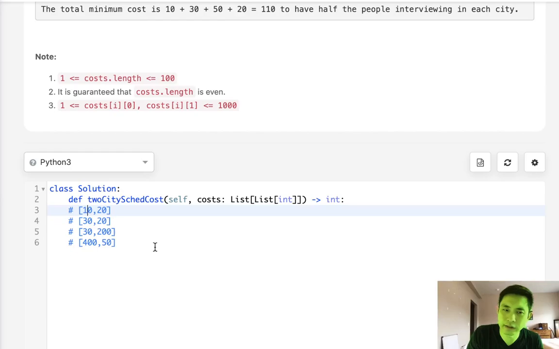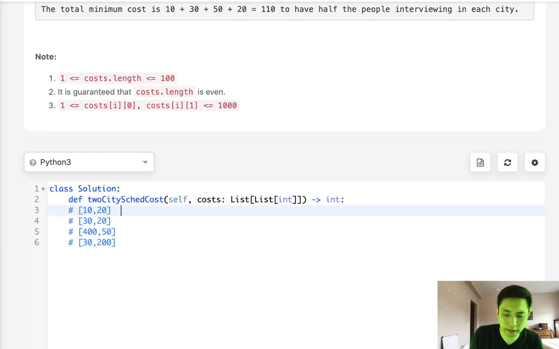But that doesn't work. It might work in some examples, but the reason it wouldn't work is because you're only minimizing the cost for one city. If we sort it by city B, it would look something like that. You can see it's not going to minimize the other side very well. Like here, we shouldn't have picked 400, but we're going to if we sort it by one side or the other. So it's important to think about the whole cost that we want to minimize.